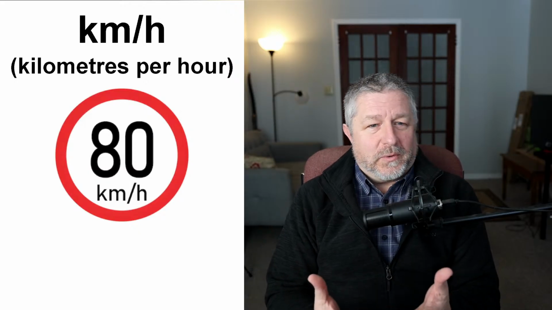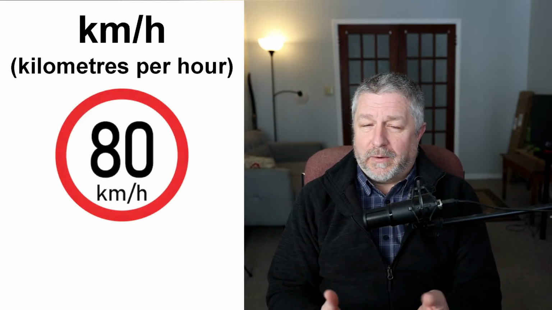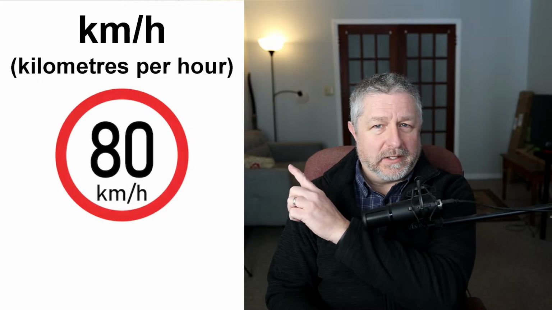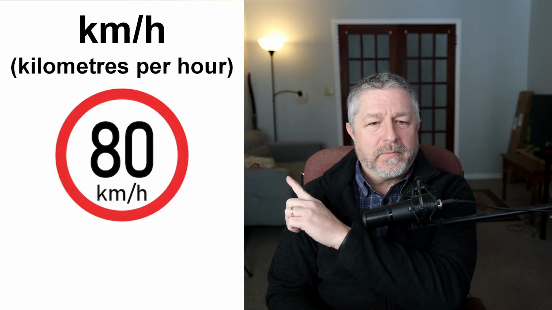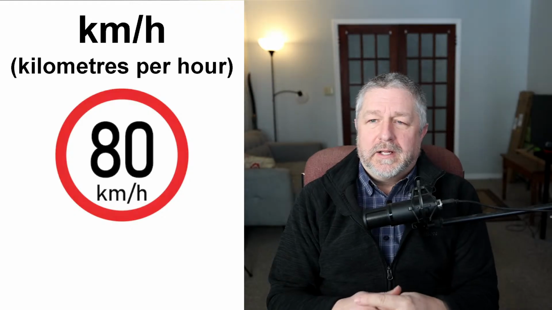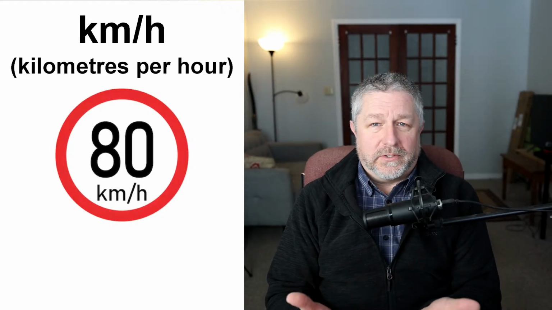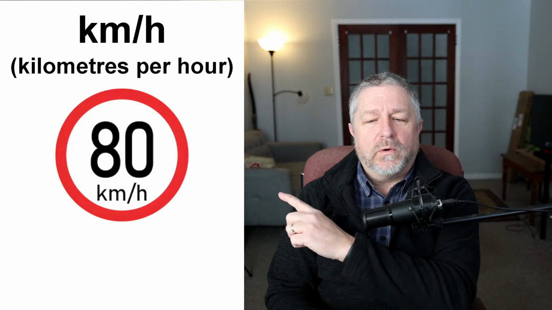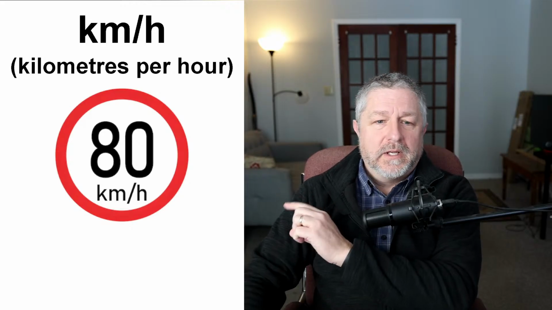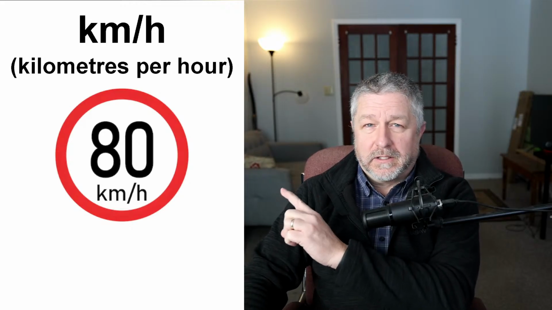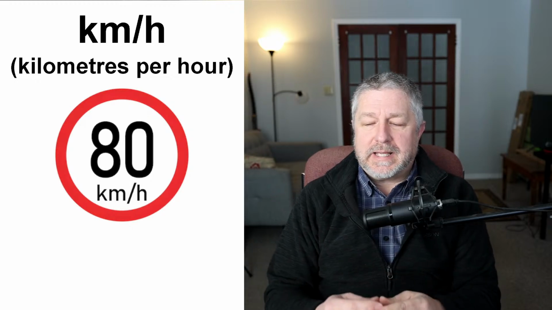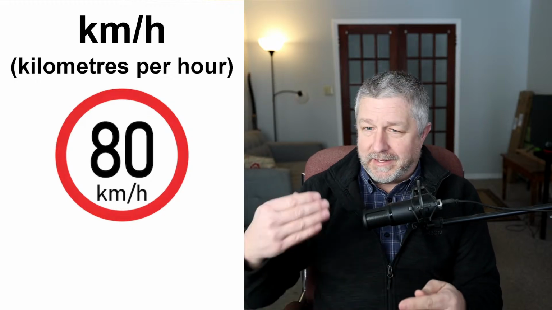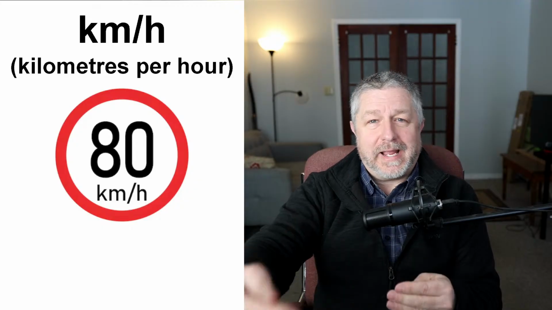In some places, though, we go by kilometers per hour. This is the Canadian spelling of kilometers. It's not a typo. And the short form is at the top. This is how many kilometers you would go if you drove at that speed for 1 hour. So if I drove at 80 kilometers per hour, I would go exactly 80 kilometers. At the end of the hour, I will have gone 80 kilometers.